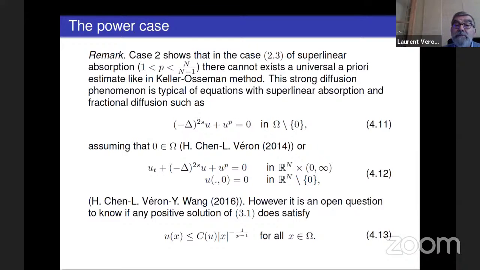I have explained that the method doesn't work, but actually it cannot work if s is too small. Now there is an open question: does there exist a non-universal estimate for a positive solution of the nonlinear problem, of the type u of x bounded by a constant depending on u times x to the minus 1 over 2? This I don't know. This is really open.